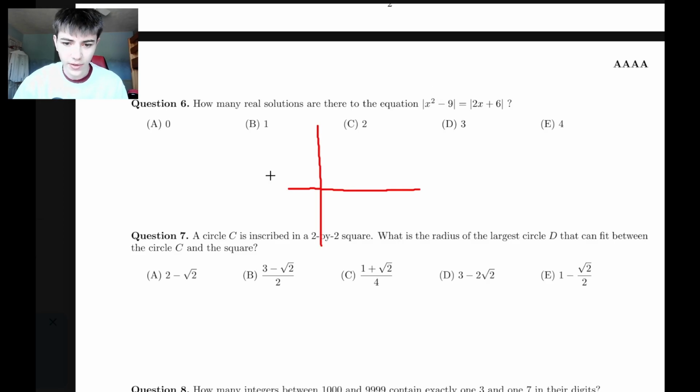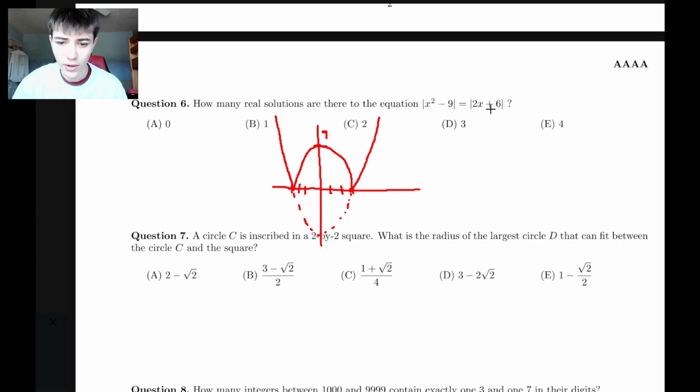So x squared minus 9, negative 3 and 3 are the roots of that. So it's going to look like that. But since it's the absolute value, we're not going to go into the negatives. We're going to have to flip all those negative values to positive ones. So it's going to look like that. And then this is going to be at 0. That's going to be the peak at 9.